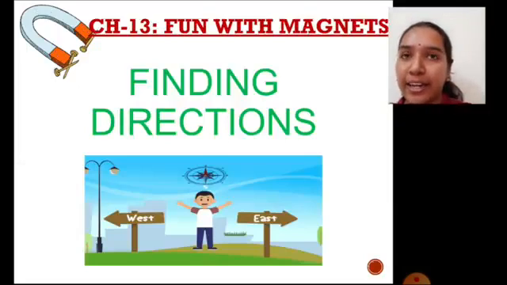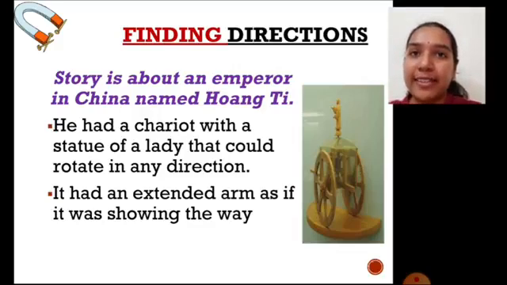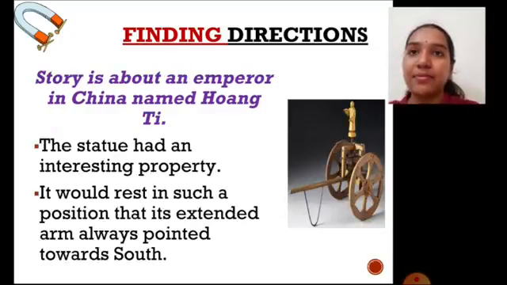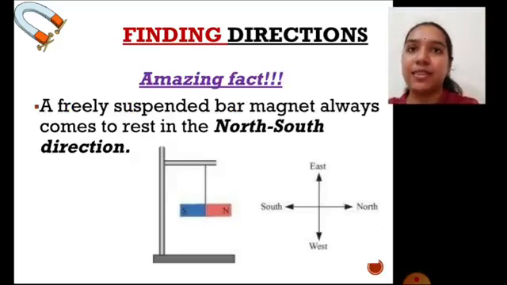We learned how to find directions with the help of magnets. In finding directions, we learned a story of a Chinese emperor who had a chariot with a statue of a lady with an extended arm that rotates in any direction. The statue always pointed towards south after coming to rest position, helping the traveler to understand in which direction he is traveling. After understanding an activity, we came to know that a freely suspended bar magnet always comes to rest in the north-south direction.